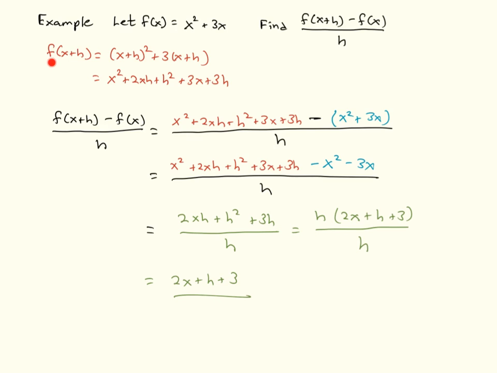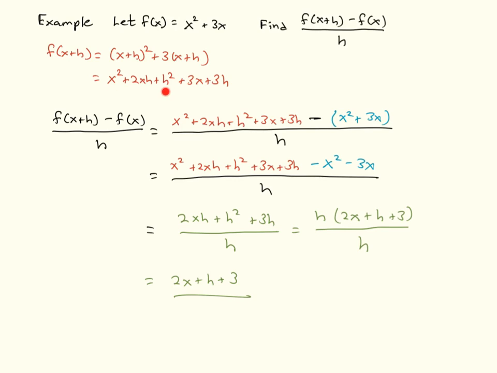So f of x plus h equals x plus h squared plus 3 times x plus h. Now you have to remember that x plus h squared is x plus h times x plus h, so you're going to have to FOIL that out. When you FOIL that out, you get x squared plus 2xh plus h squared. I distribute the 3, and I get plus 3x plus 3h. So f of x plus h is equal to x squared plus 2xh plus h squared plus 3x plus 3h.